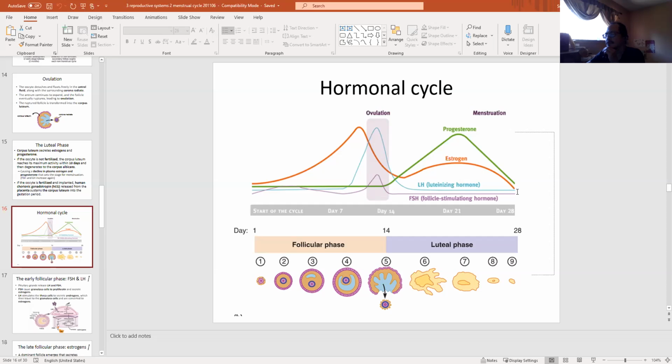Then there is no suppression from these two. The pituitary gland is finally freed up, and then it will be able to release LH and FSH again. And that will begin another journey of folliculogenesis. So that's the hormones.